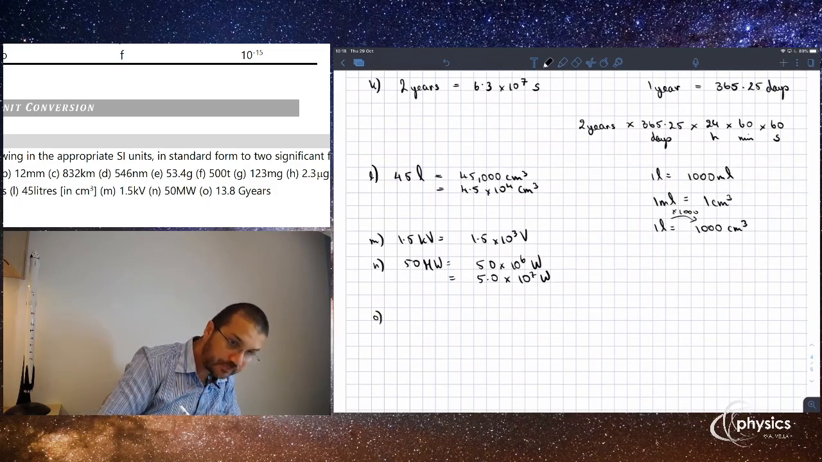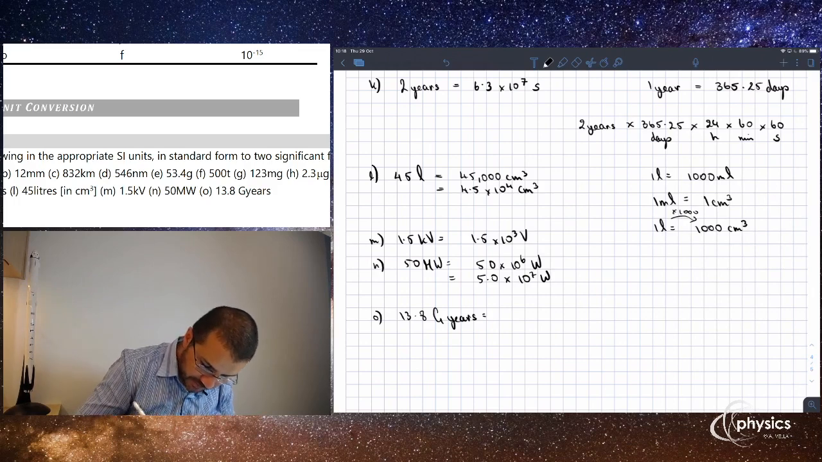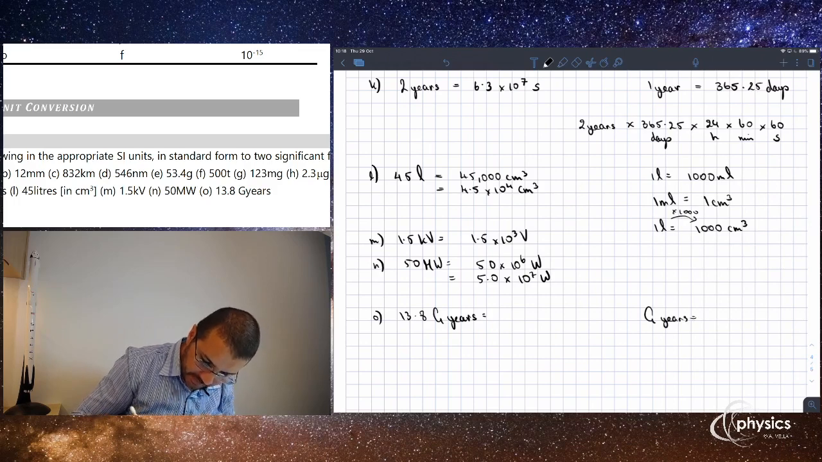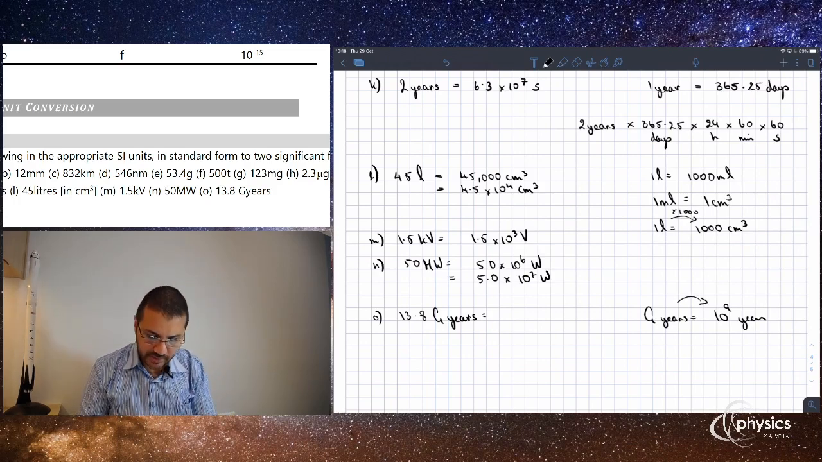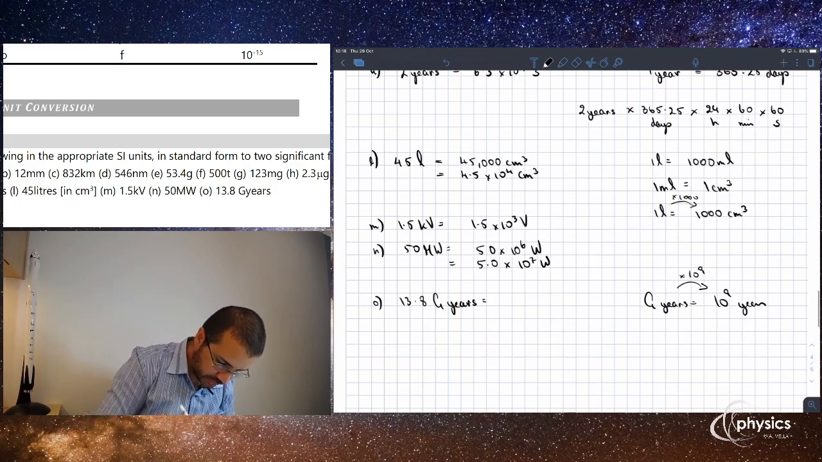And the last one, 13.8 gigayears. Alright, we have to change that into seconds. Okay, first I'm going to change the giga. So I have gigayears. Giga is 10 to the 9. So to change giga to years, we have to multiply by 10 to the 9. So that's the first thing. So 13.8 gigayears is 13.8 times 10 to the 9 years.